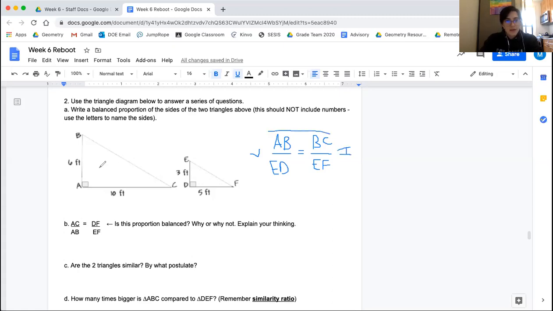and AB and BC are both part of my big, and ED and EF are both part of my small. So I'm comparing my big left to my small left and saying that is equal to my big hypotenuse over my small hypotenuse. So it's completely balanced. There's no mismatches there. Can you think of a different proportion that still works and is balanced, but isn't this one? Pause, give it a shot.